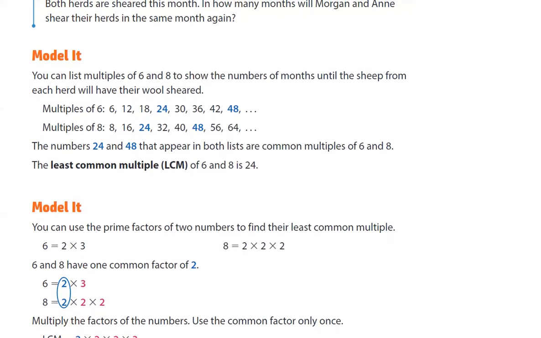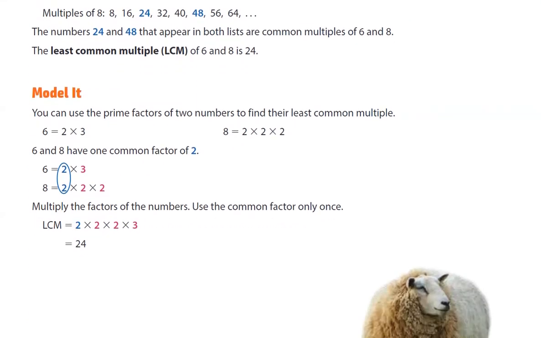So when they model it, they did what we did. That's the same thing. Or you can use prime factors of two numbers to find their least common multiple. 6 and 8, they just did the factor trees again. 6 and 8 have a 2 in common. And you multiply the factors of the numbers. So, if they have it in common, you only use it once.